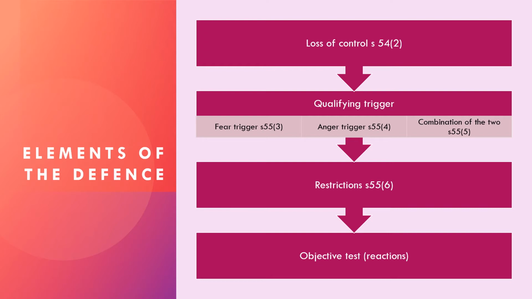Was it a qualifying trigger? So qualifying trigger means almost that there is a justifiable reason for the defendant doing what they did. So qualifying trigger is split into two potential triggers. We have what is called a fear trigger, and an anger trigger. We can indeed have a combination of the two.